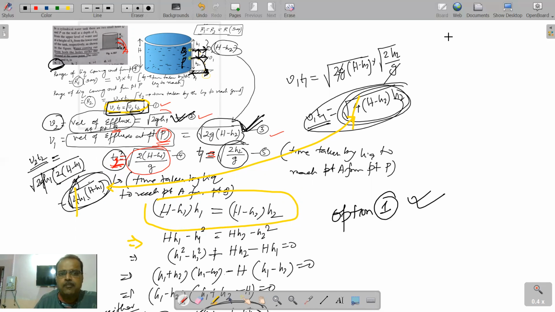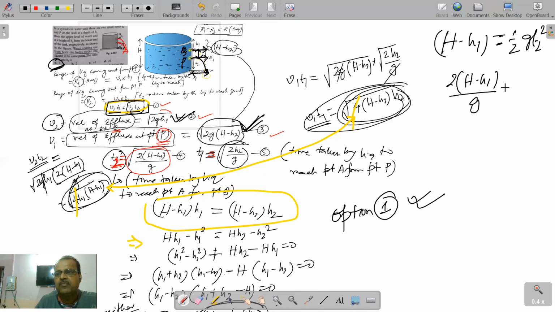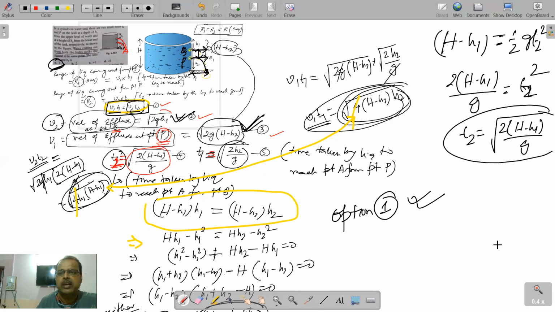Simple thing, we know that H minus small h1 is equal to half g into T2 square. So by using this formula you can get 2 into (H minus h1) by g is equal to T2 square. So then you can get T2 is equal to root over of 2 into (H minus h1) by g. This is the way we have calculated T2. And in a similar manner, we have also calculated T1, because we know this is for T1. So how much distance is it traveling? Now H minus h1. So here in this case we have got it.